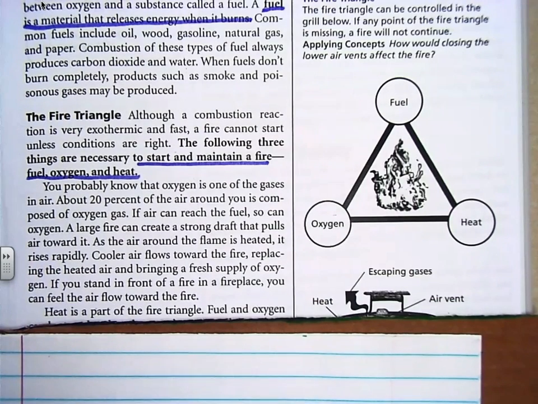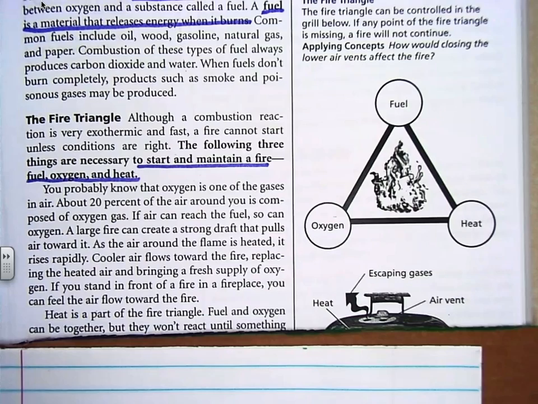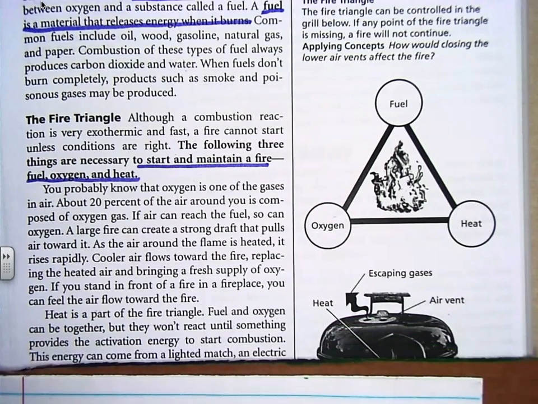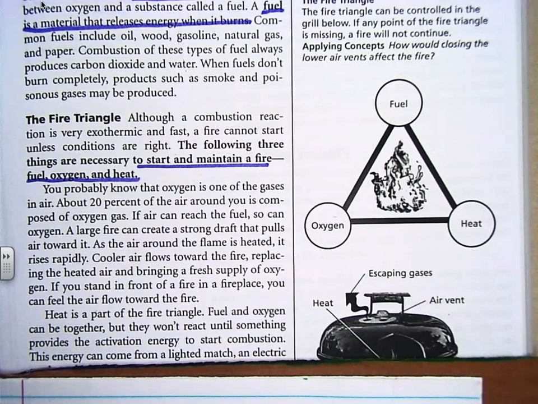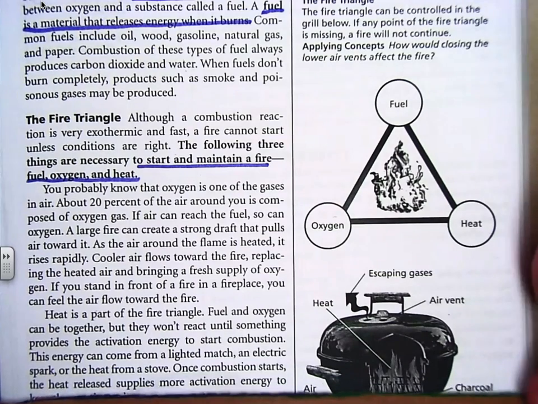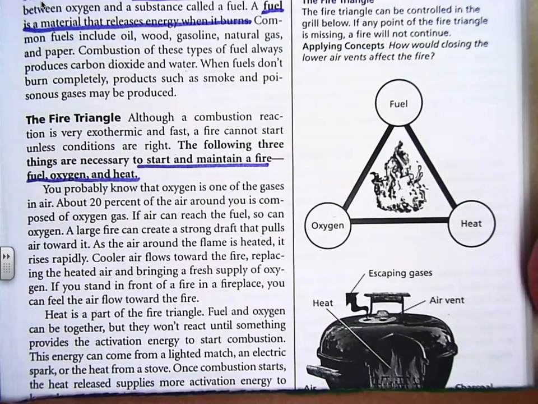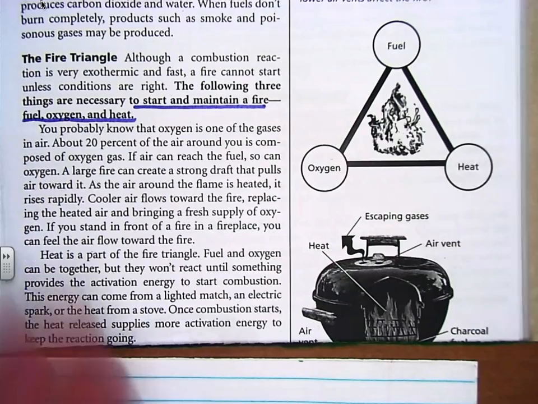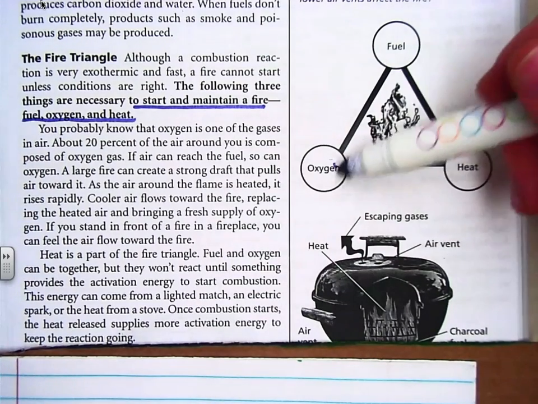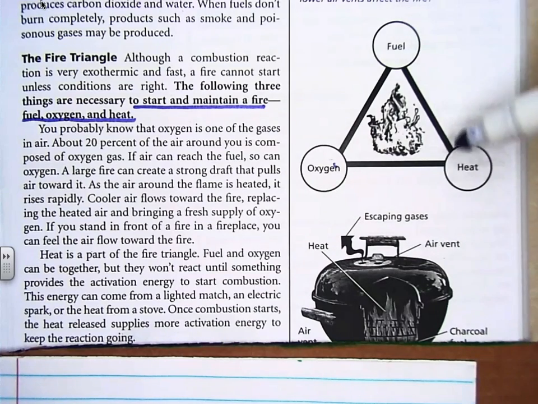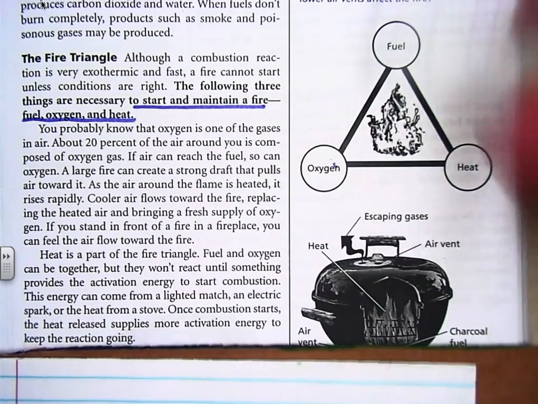Finally, heat is part of the fire triangle. Fuel and oxygen can be together, but they won't react until something provides the activation energy to start combustion. This energy can come from a lighted match, an electric spark, or heat from a stove. Once combustion starts, the heat released supplies more energy to keep the reaction going. So basically, oxygen gets together with fuel, releases heat, which encourages more oxygen to get together with fuel, releasing heat. Oh yeah, it's a definite circle.